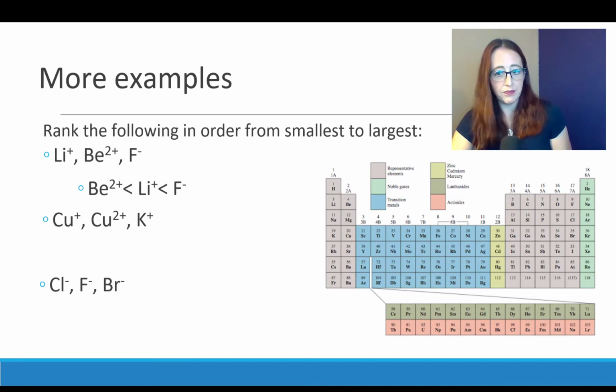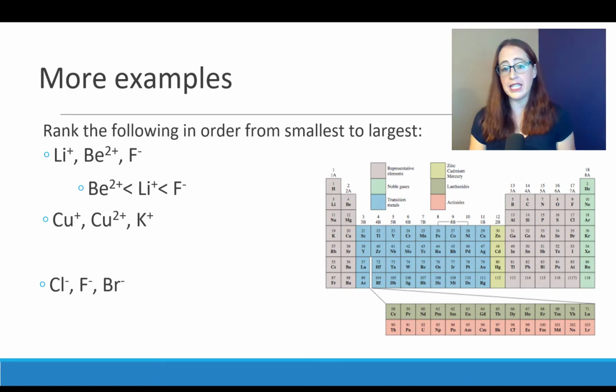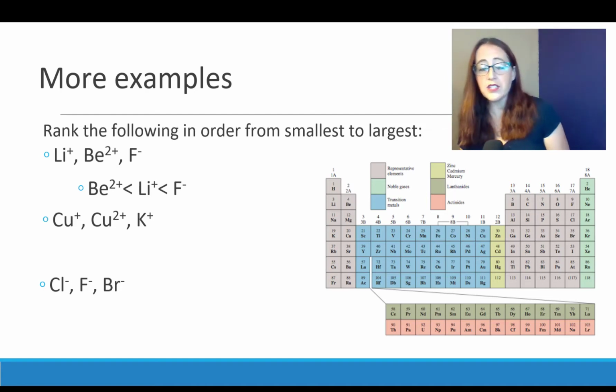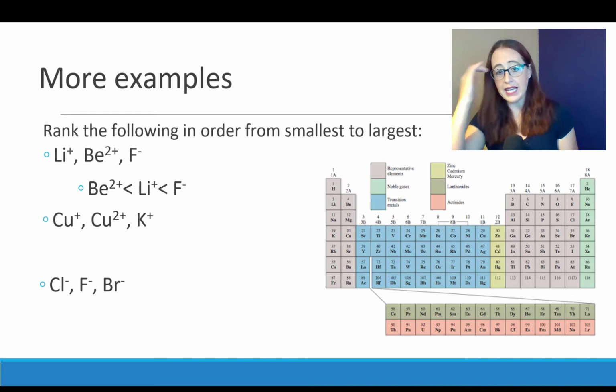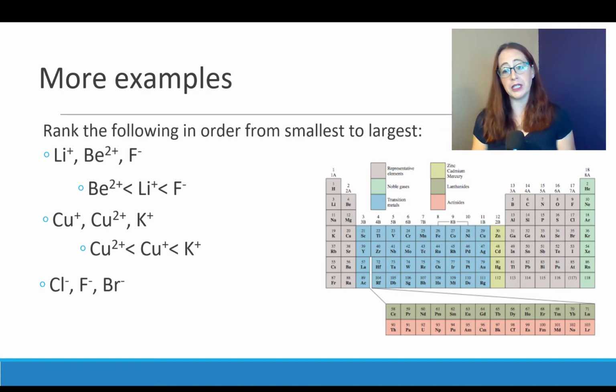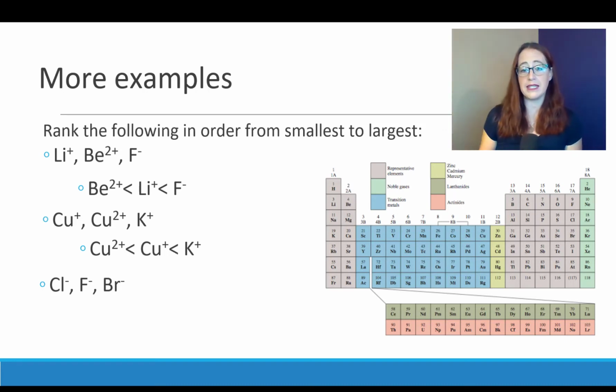For the next one, we can rank the copper ions in order of charge, like we talked about in the explanation slide. But then we'll need to look at our periodic trends for atomic radius to tell the difference between copper 1 plus and potassium 1 plus. So we can see that copper plus is further to the right, and so it's going to be smaller than potassium plus. This gives us copper 2 plus as the smallest based on charge, copper plus smaller than potassium plus based on the atomic trend.